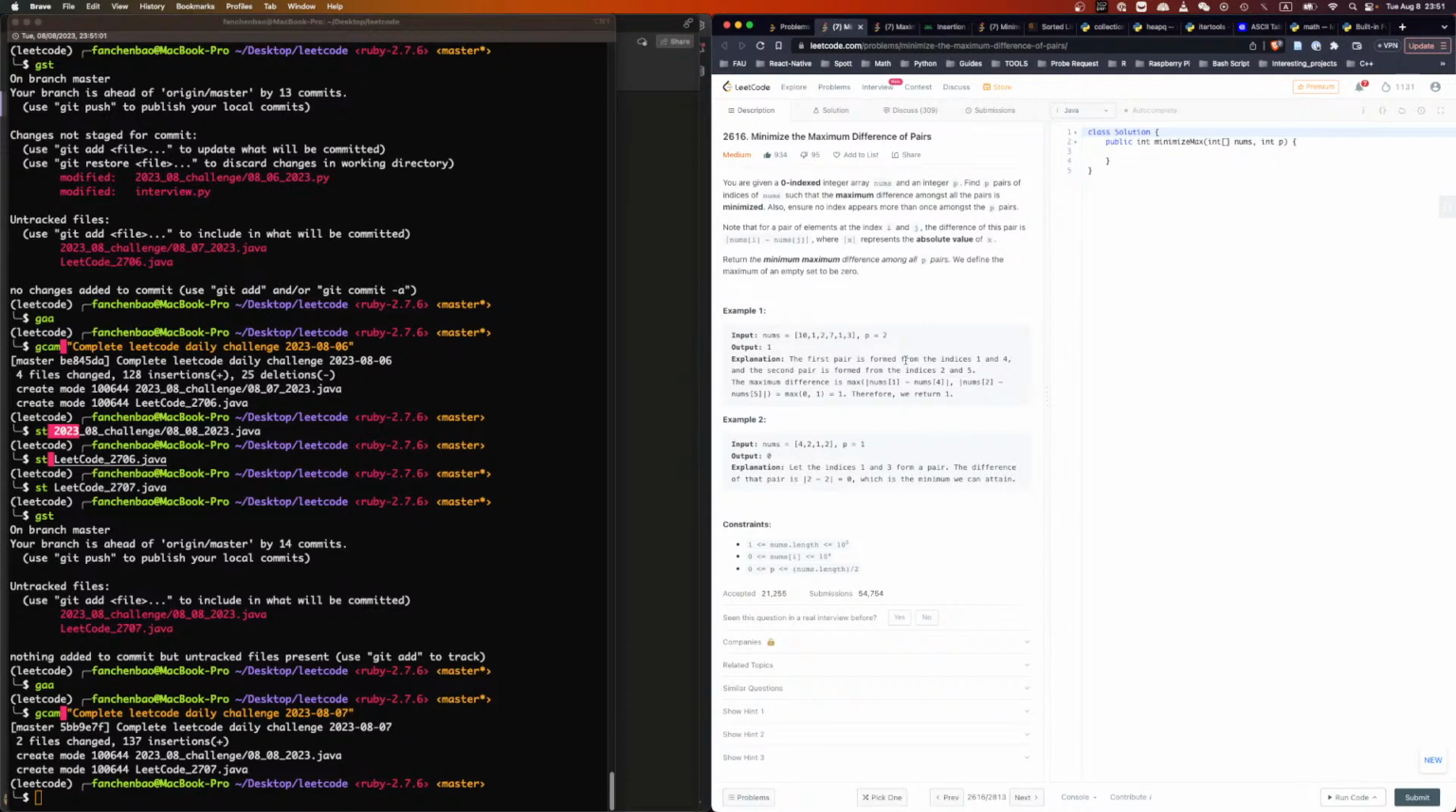Note that for a pair of elements at the index i and j, the difference of this pair is the absolute value. The minimum of the maximum difference: binary search. Min, max, usually binary search, among all p pairs. The maximum of an empty set to be 0. Hold on. The first pair is formed from indices 1 and 4. The second pair is formed from indices 2 and 5. The maximum difference is nums 1, 4 and 2, 5.